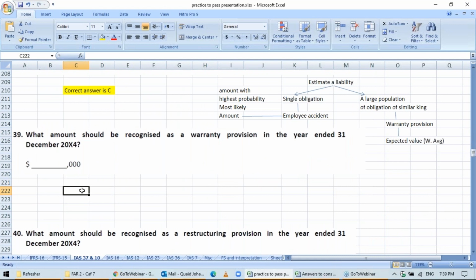See, expected value is average. 100,000 units have been sold. And what are the chances of major faults? 6%. And each major fault will cost the company how much? $100. And out of the 100,000 sales, 8% is the chance that there will be some minor faults. And the cost of it will be $30.